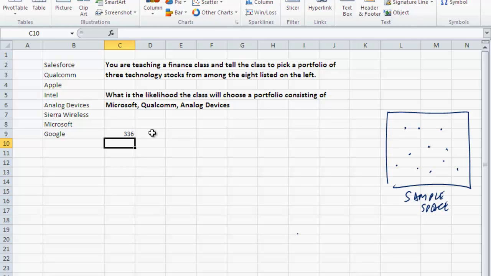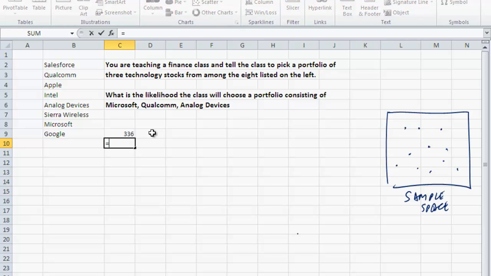But clearly, if I choose Microsoft as my first company, Qualcomm as my second, and Analog Devices as my third, that's no different from choosing Analog Devices as my first, Qualcomm as my second, and Microsoft as my third, or for that matter, choosing Qualcomm as my first, Microsoft as my second, and Analog Devices as my third. In other words, I could rearrange those 3 choices in any way and still come up with the same portfolio. So here we are trying to count outcomes, but order does not matter, unlike the situation we had in permutation.